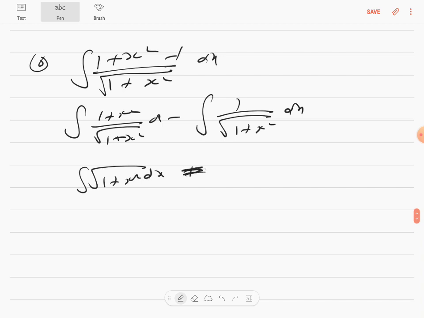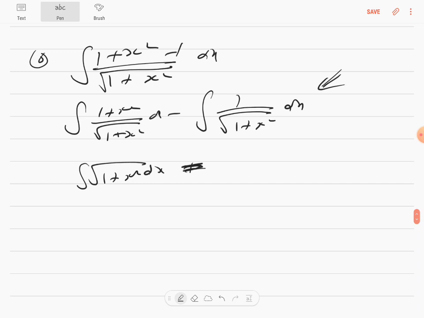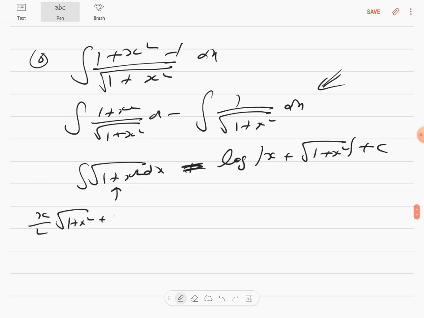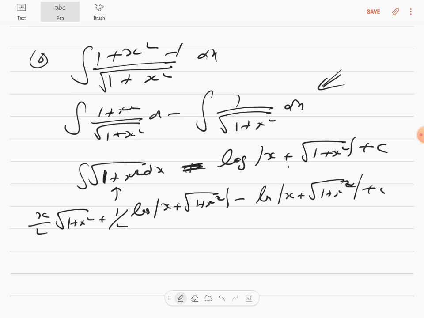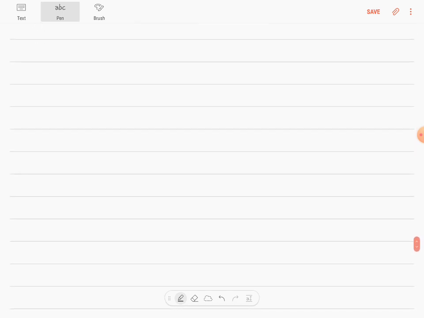minus this itself, which is integration of 1 by root of a square plus x square. Its formula is log of mod of x plus root of a square plus x square, plus c. And the formula for root of a square plus x square is x by 2 root of a square plus x square, plus a square by 2, which is 1 by 2 here because a is 1, log of mod of x plus root of 1 plus x square, minus log of mod of x plus root of 1 plus x square copied from the top. This is half and this is 1, so it will be minus half, similar terms.